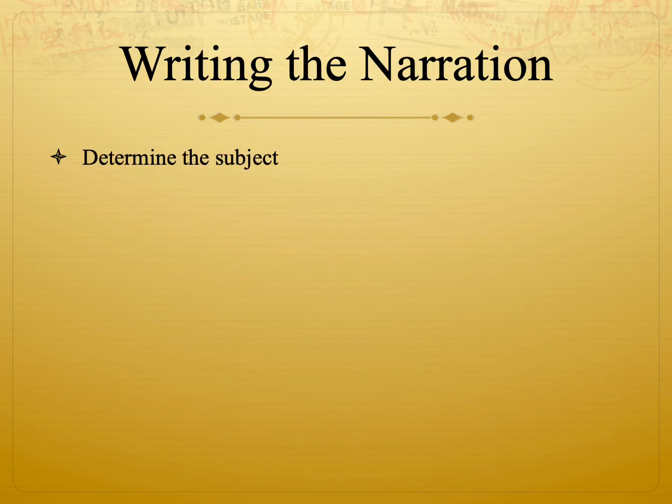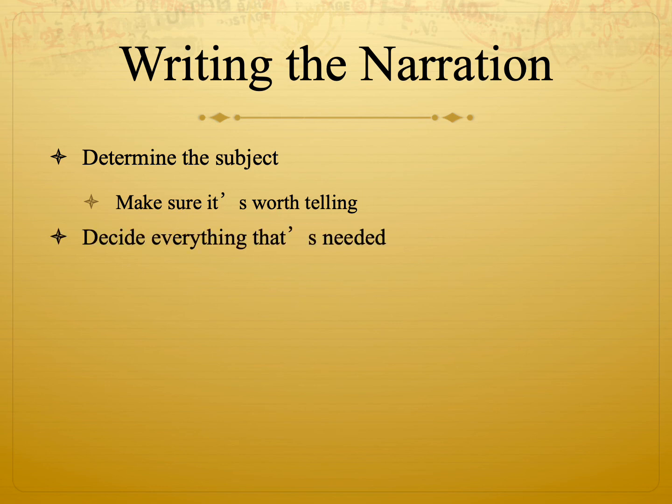Now, when you're writing it, just determine what the actual subject's going to be and what you're actually writing about. Make sure whatever you're writing about is worth telling. Then decide everything that you need and everything you don't need. Make sure you know your conflict. Who's your main character? What does your main character want? And what is keeping your main character from getting what he or she wants?